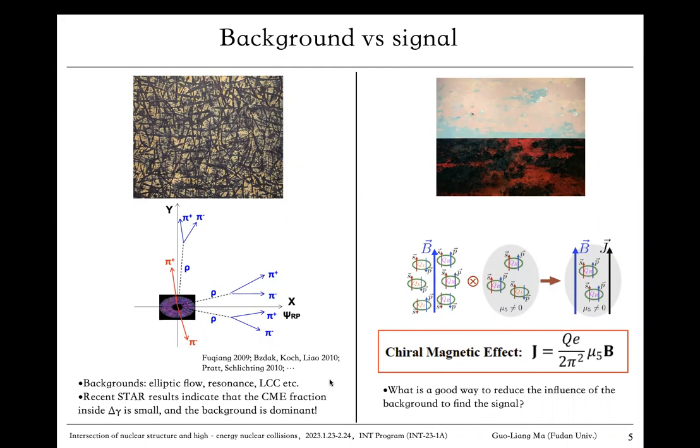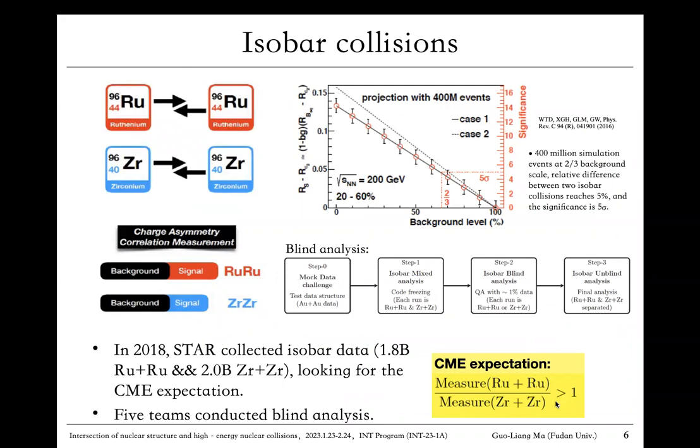After 10 years of hard experimental research, recent STAR results indicate the CME fraction inside the observables is very small. Background is dominant. So the next question: is there a good way to reduce the influence of the background to find the CME signal? The isobar collision was thought to be a promising way to search for the CME.